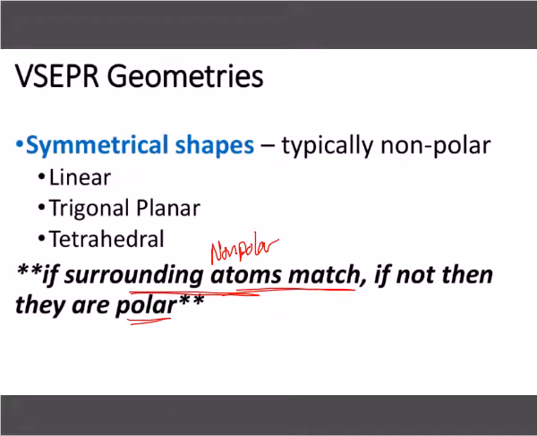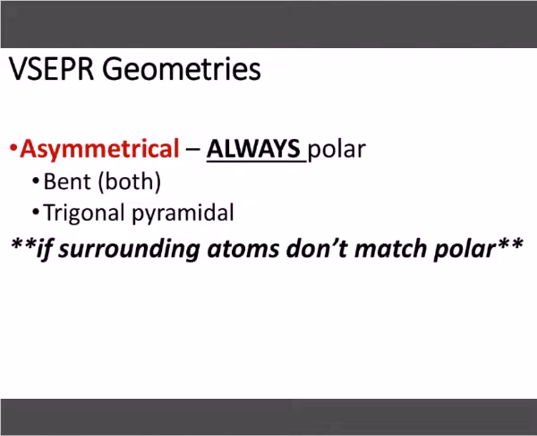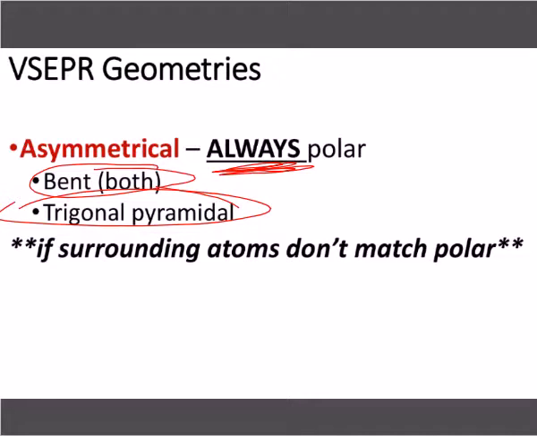Now, is this always the case? No, there's going to be some exceptions to the rule. We're going to try to cover the most general pieces. We're not worried about all the exceptions that are taking place. Asymmetrical, meaning non-symmetrical, it's always, always, always polar. So both bents are always polar, and trigonal pyramidal is always polar.